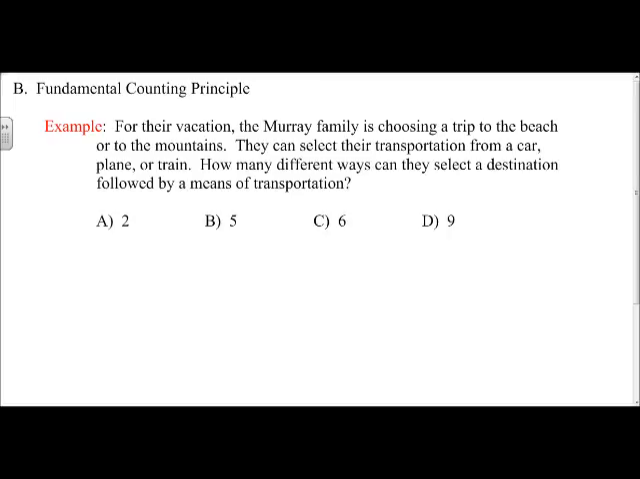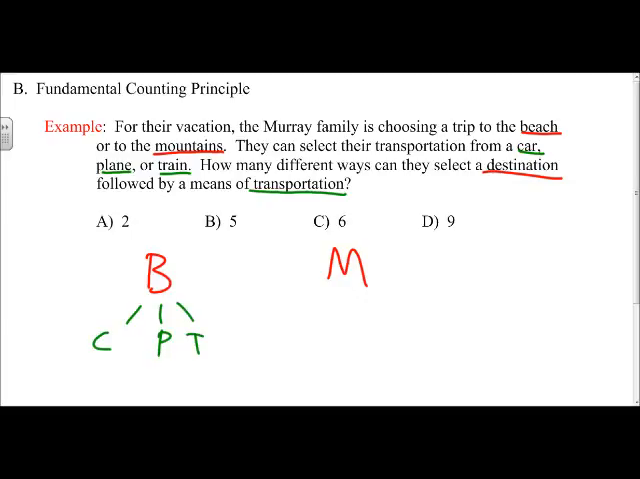So we'll use a tree diagram again to show that their destination would be either the beach or the mountains. So we'd have beach, we'd have mountains, and again their transportation is either car, plane, or train. While going to the beach or going to the mountains, we can have car, plane, or train. So again, it looks like there's a total of 1, 2, 3, 4, 5, 6 different combinations of destination and transportation. So in this case, we'd say there are 6 total.